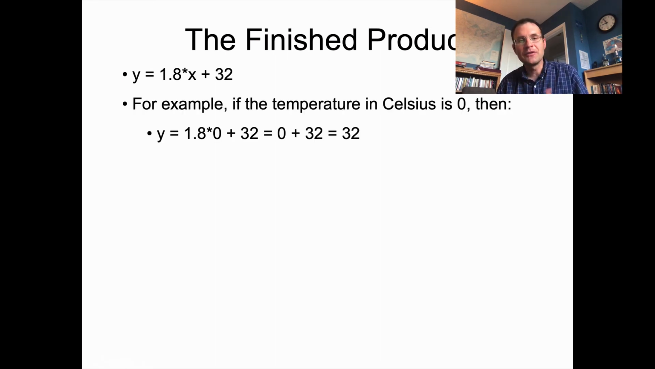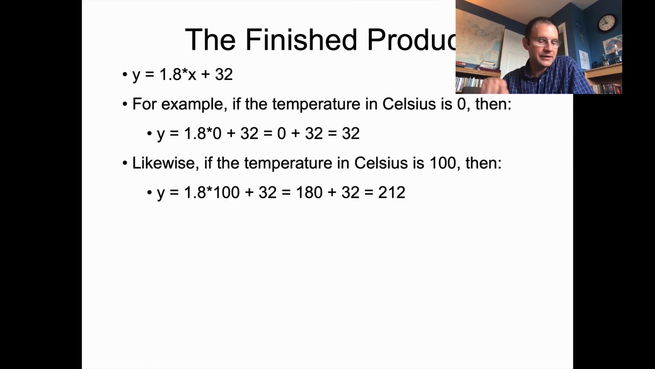I'm going to give you a few examples. The basic one we started off with: if the temperature in Celsius is 0, what does that give us in terms of this equation? It takes the 1.8 times x part of the equation and reduces it to 0. That leaves us with the intercept, 32. So that's the freezing point of water in Fahrenheit.